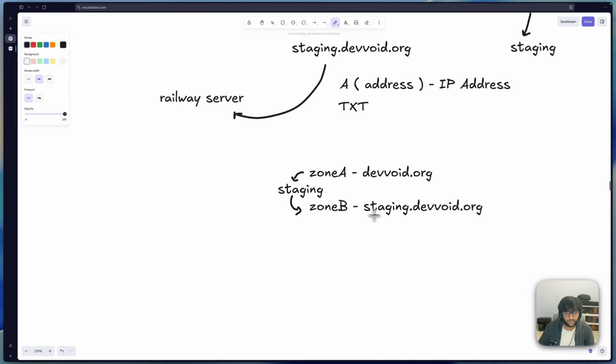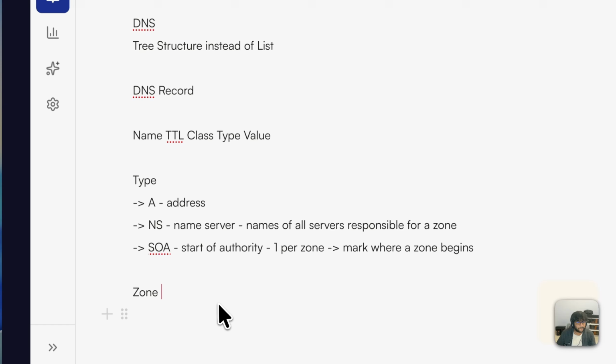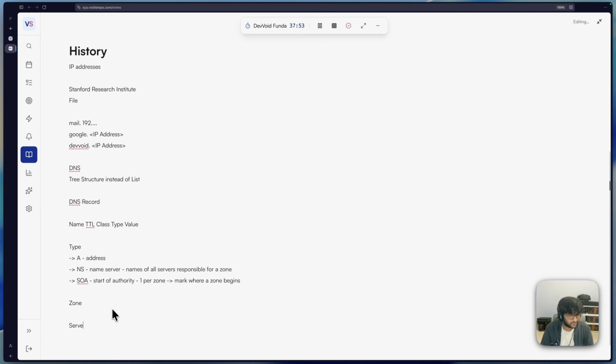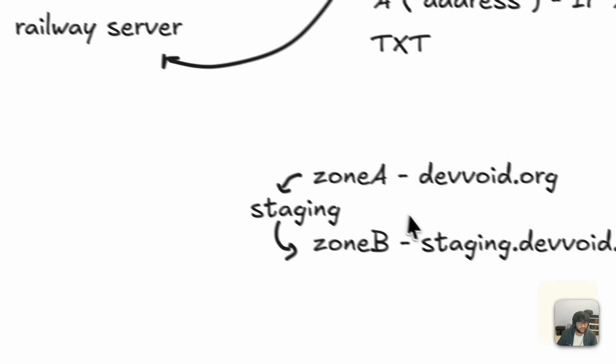Right, so zones are done. What I'll do is servers. Okay. We talked about how these things point to servers and whatnot, right?